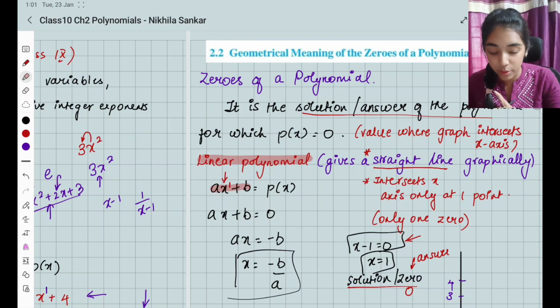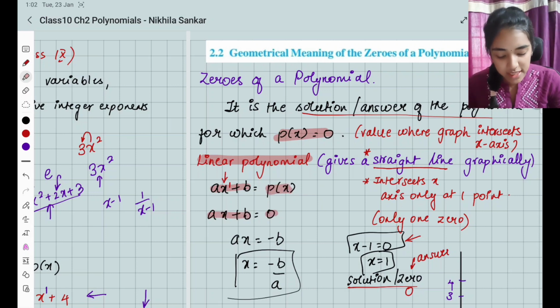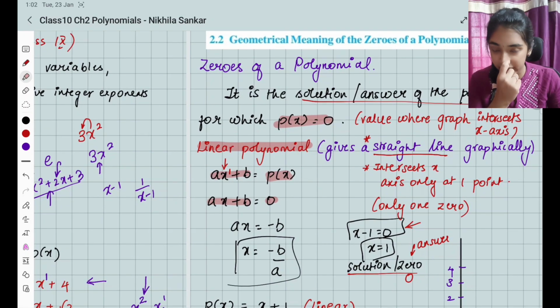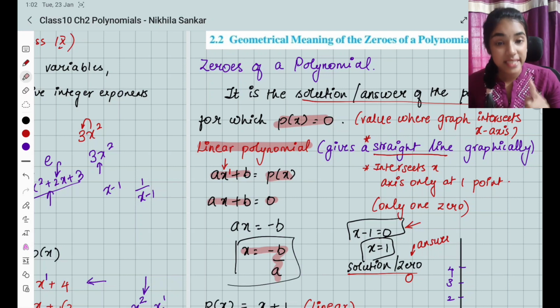இப்போ நம்ம 0 எப்படி கண்டுபிடிக்க போறோம்? We are going to equate p(x) equals 0. So p(x) equals 0 na இந்த இடத்துல p(x) என்ன? ax plus b. So you have ax plus b equals 0. So from this you can find the value of x. Correct? So x is equal to minus b divided by a. So இந்த இடத்துல the value of the 0 of the polynomial, or the solution of the polynomial, is going to be minus b divided by a.